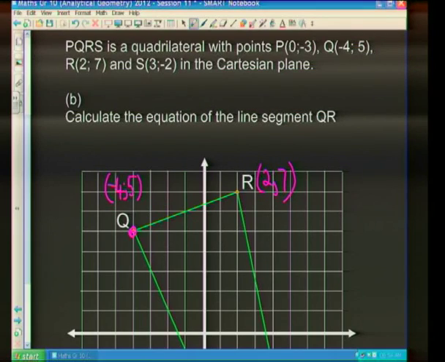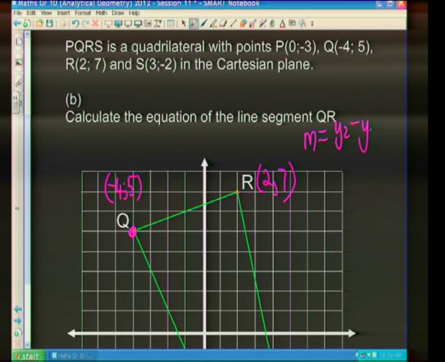Now, the first thing that I have to do when I calculate the equation of a straight line is I've got to calculate the gradient. Now, very important to have a mental picture of what your answer must be, and it has to be consistent with the sketch, so that if you come up with something that doesn't look plausible, you know to go back. So the line QR has a positive gradient, but it doesn't have a very steep positive gradient. So let's hope that my answer will be consistent with that.